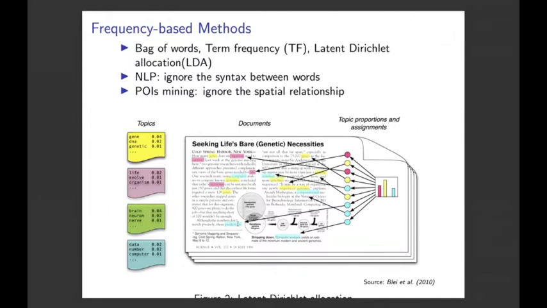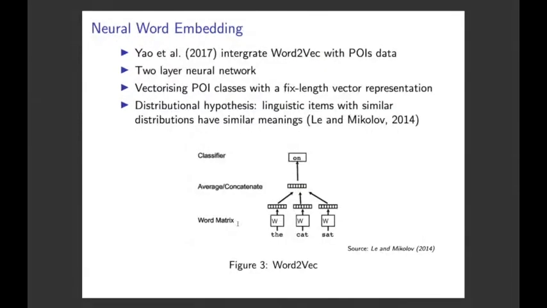So when we apply this frequency-based method to POI mining, it basically ignores the spatial relationship between the POI points, which is problematic because it completely abandons the first law of geography. This is why we need to use neural word embedding to fill that gap. What is neural word embedding? Basically, it uses a two-layer neural network.